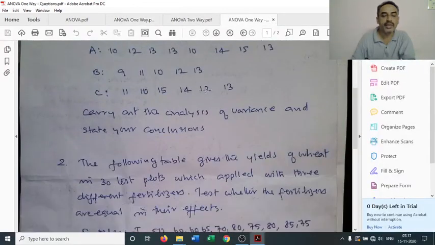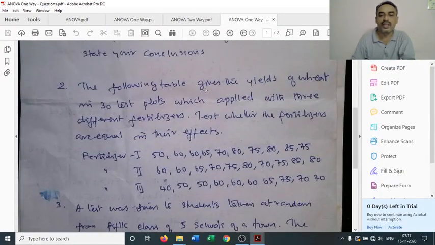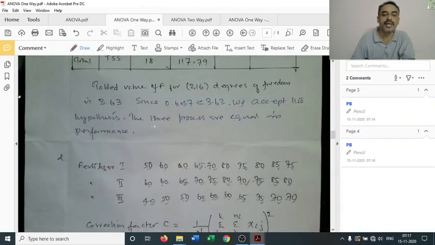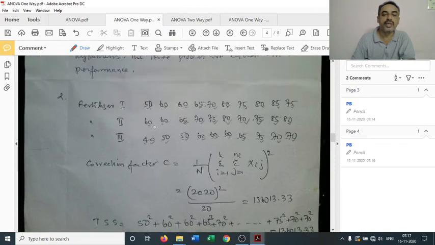Now when we come to the second question, it deals with three fertilizers and their influence on the yield of wheat. So we have certain plots of wheat, and values of yield from all the plots are given in the table: 50, 60, 60, etc. For the last row, it is again 40, 50, etc. up to 70. And in this question also, we have to set a null hypothesis that all the three fertilizers are equally effective in the yield of wheat.